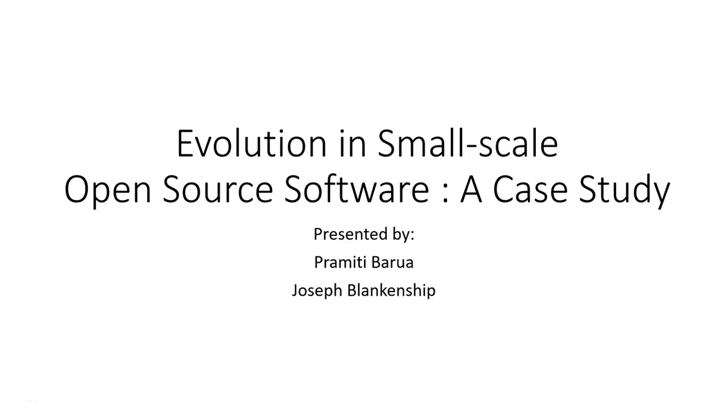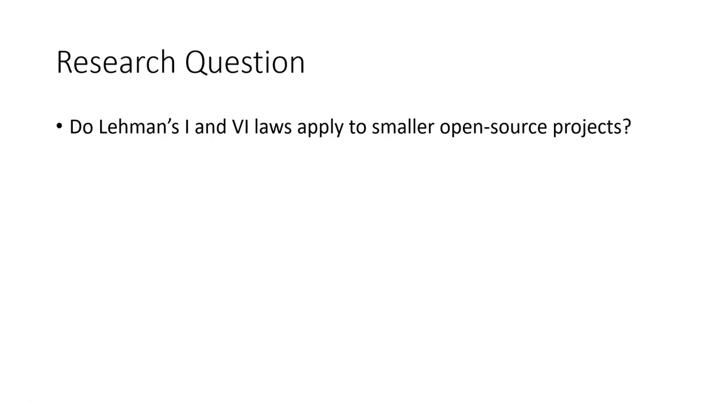Today we are going to present our project on evolution in small-scale open source software, a case study. Other studies, such as Godfrey et al., found that the open source project Linux was growing at a superlinear rate. So we are curious about other open source projects and how they grow and change. So our research question is, do Lehman's Law 1 and 6 apply to smaller open source projects?